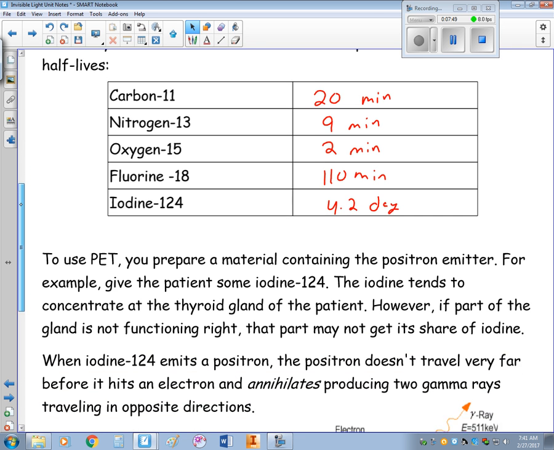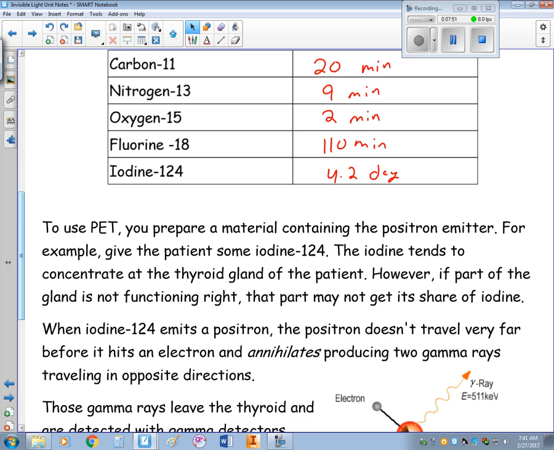So to use a PET scan, you prepare a material that contains a positron emitter, so one of those 5 isotopes. So for example, we might use iodine 124. The iodine tends to concentrate itself in the thyroid gland of a patient. So if part of the gland is not functioning right, that part might not get its share of iodine.